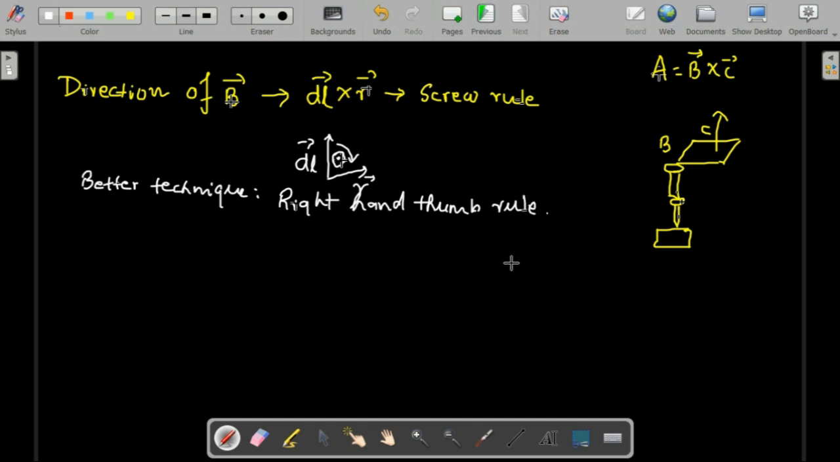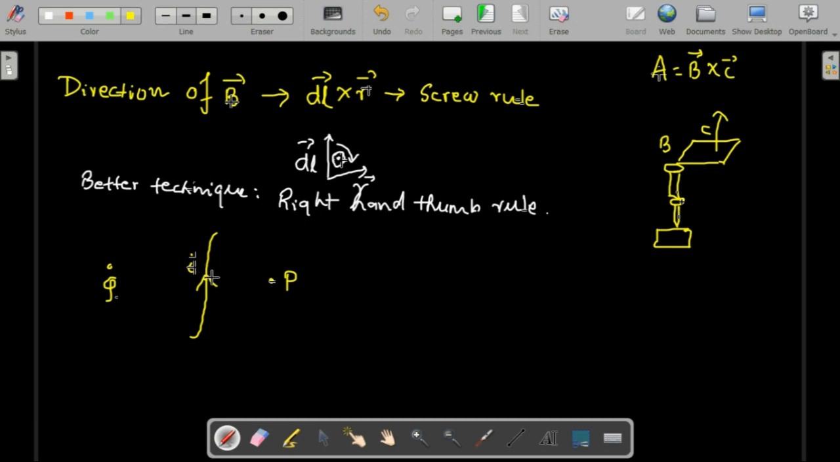Let me take a simple case, and we are going to use it later as well. Say I've got the same current carrying element, carrying a current I, and I want to find the magnetic field direction at the point P, and also at the point Q. Right hand thumb rule says that to find the magnetic field on the left or the right, you can take your thumb.